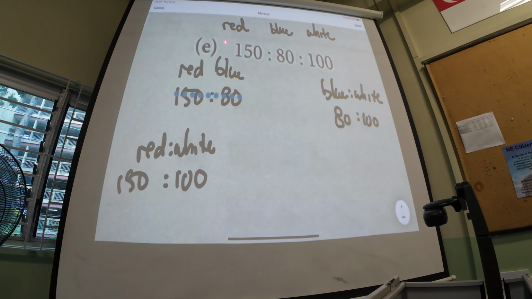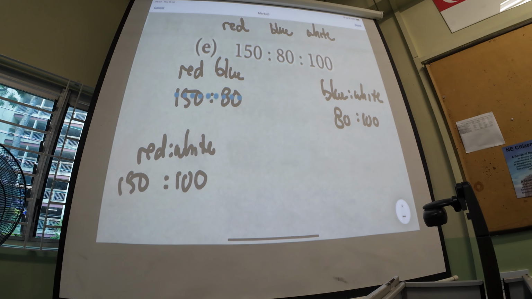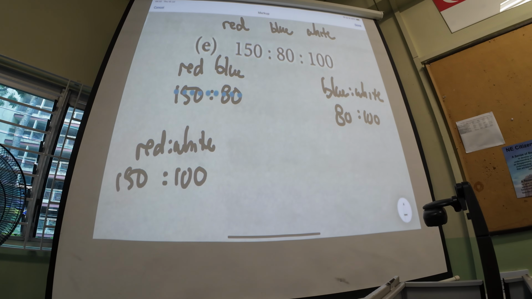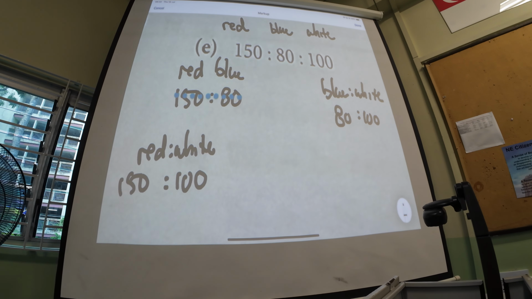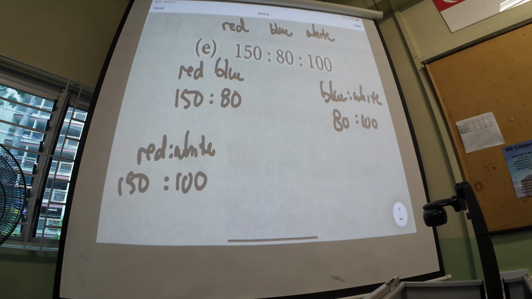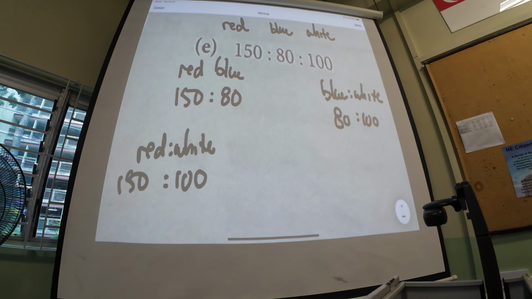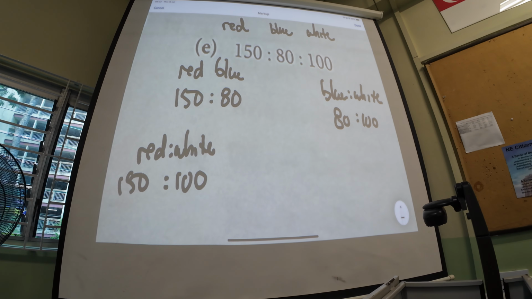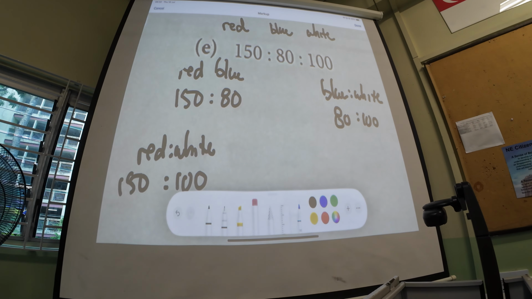When we are given this, we can look at it. Red with blue is like that. Blue with white is like that. Red and white, I can take them out and then form another ratio also. Just that when they are written like that, it puts all three values together. Then we can work with it together.